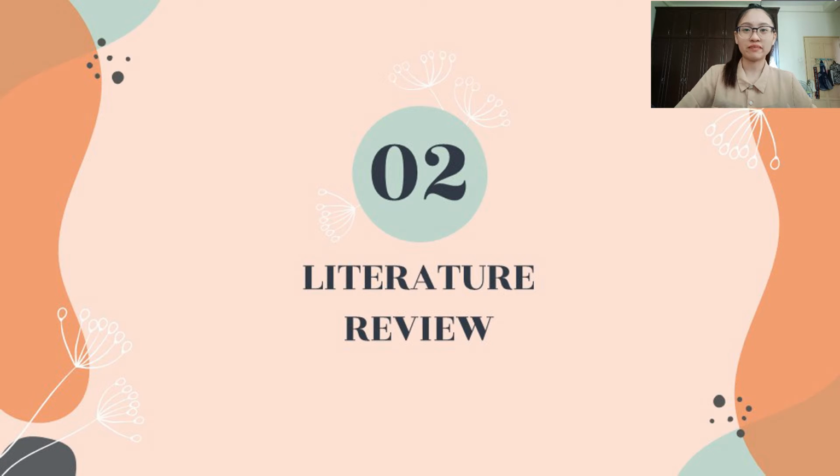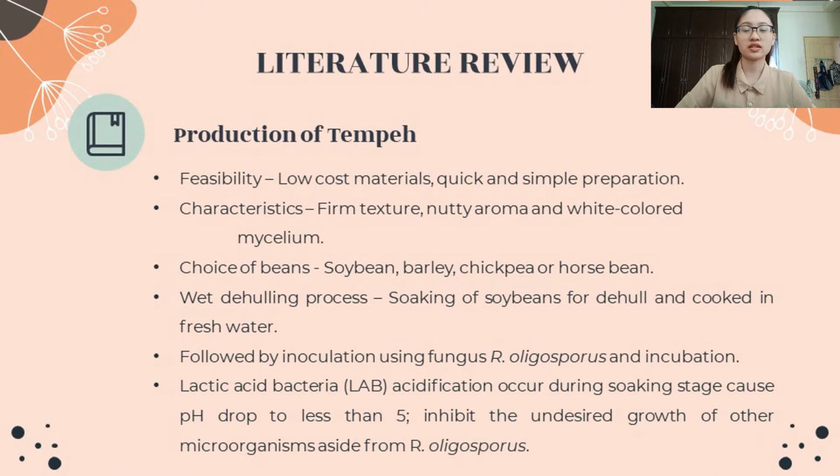The production of tempeh is known for its feasibility, such as low-cost materials, quick and simple preparation. The characteristics of the tempeh include firm texture, nutty aroma, and white-colored mycelium. The choice of beans can be varied, such as soybean, barley, chickpea, or horse bean. The wet dehulling process involves the soaking of soybeans to dehull and cook in fresh water. Then, inoculation using fungus Rhizopus oligosporus followed by incubation.